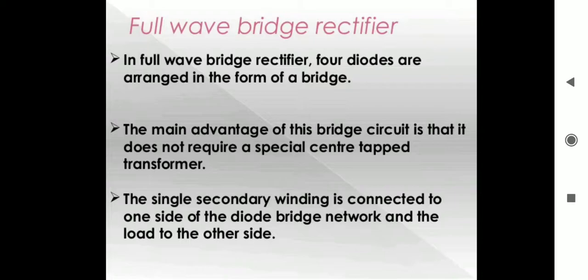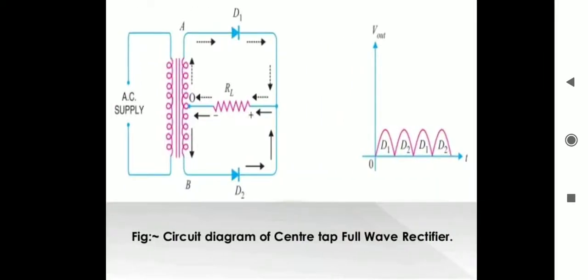So this is the overview of the center tap full wave rectifier. A center tap full wave rectifier is a semiconductor device which converts a complete cycle of AC into pulsating DC. Unlike the half wave rectifier which uses only half of the AC cycle, the full wave rectifier utilizes the full wave, as shown in this waveform. There is D1, D2, D1, D2. This is the full wave.